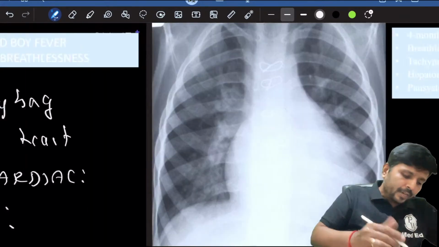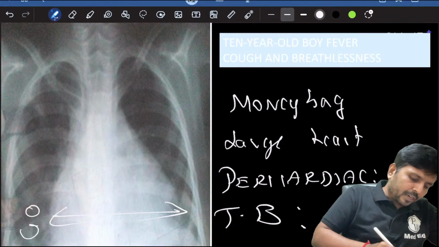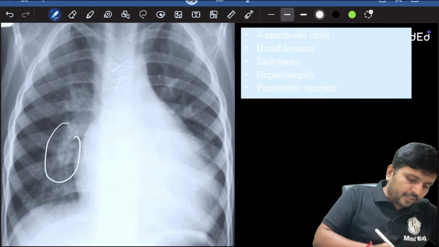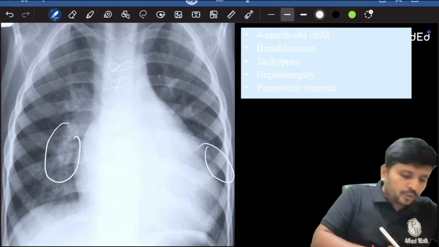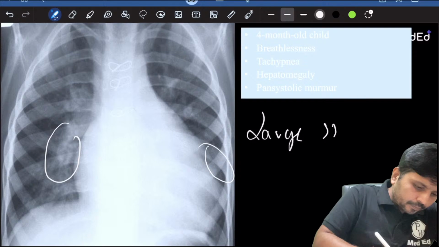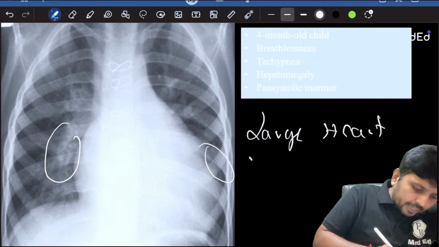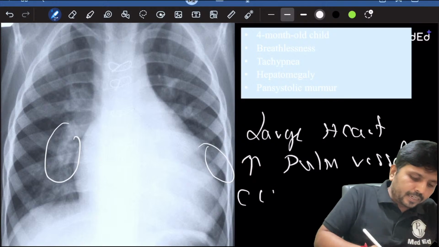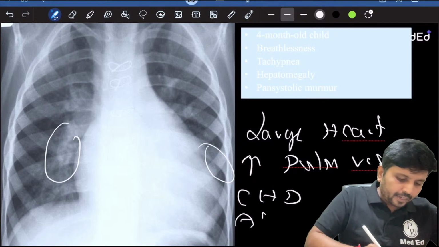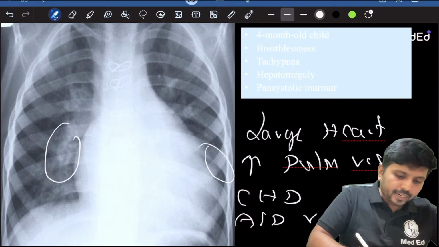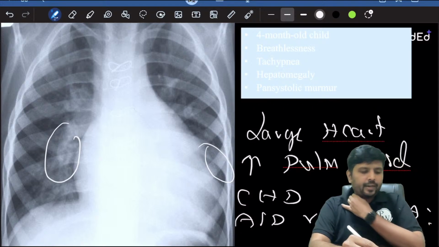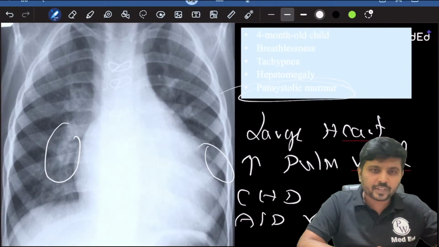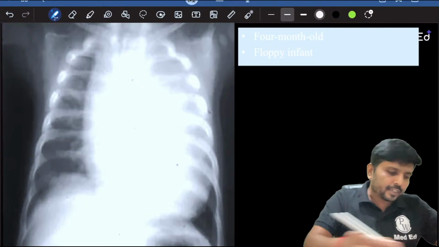What is this? See, this massive cardiomegaly is not associated with pulmonary vascular markings, whereas this one is associated with enlarged pulmonary vascular markings. So, a large heart with increased pulmonary vessels means it is congenital heart disease. It can be ASD, VSD, or PDA. Anything can be possible. If it is a pansystolic murmur, it means VSD.